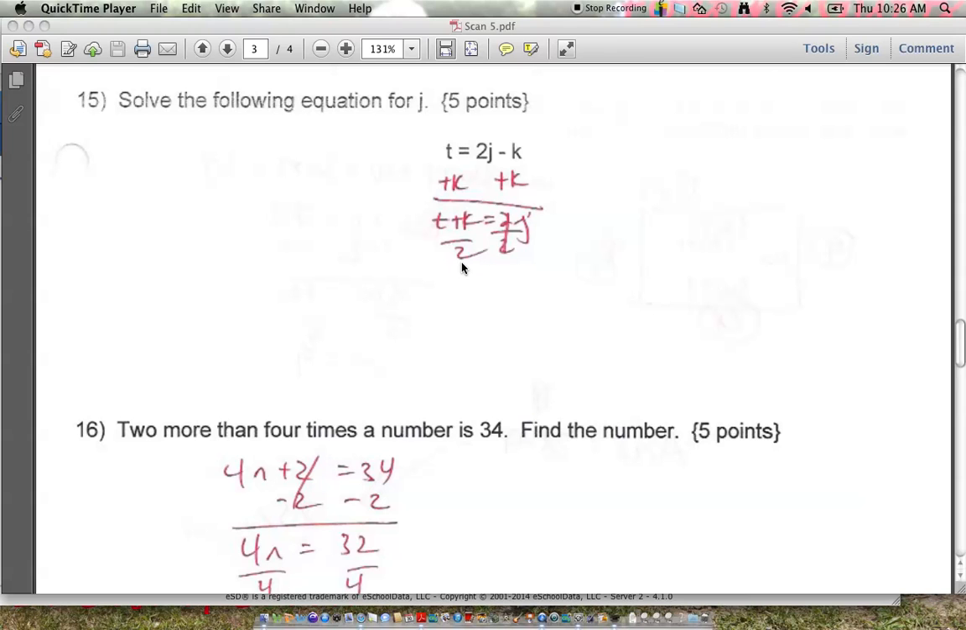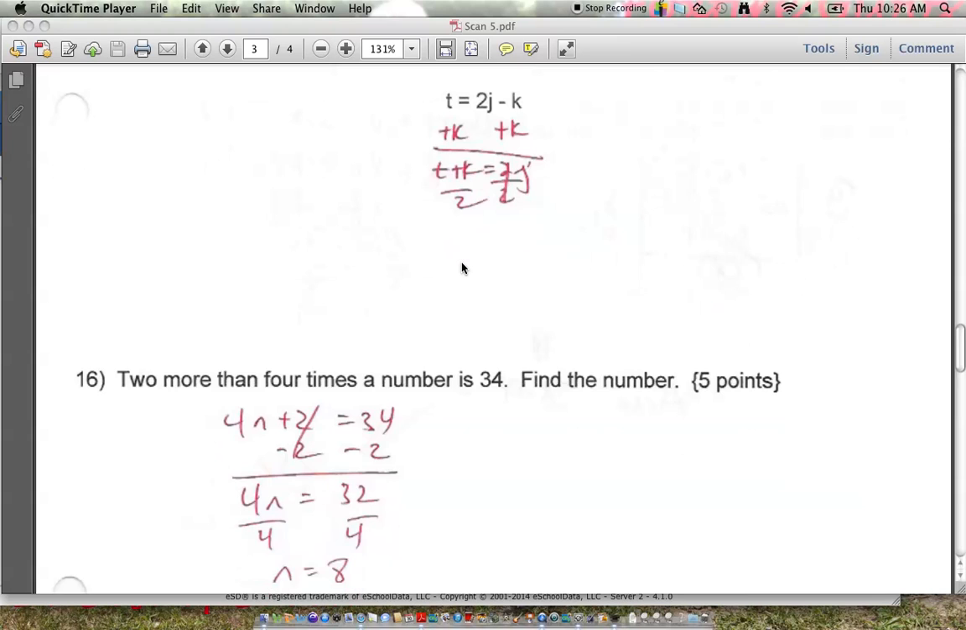Yes? I didn't get to finish this yesterday. Then you should have finished it at home last night. So then it would be -5, whatever you didn't finish.